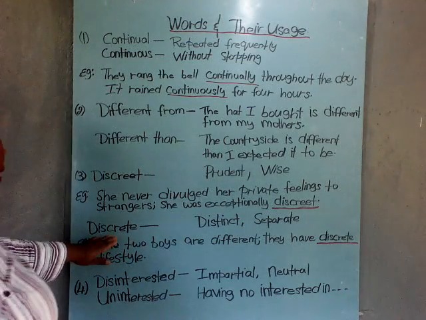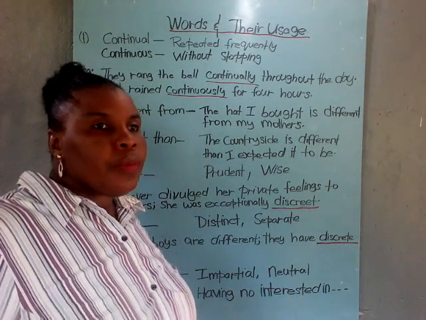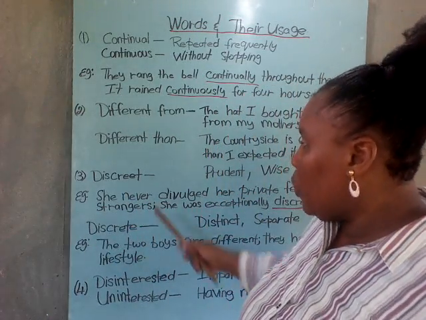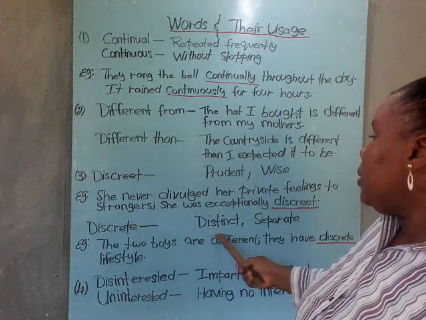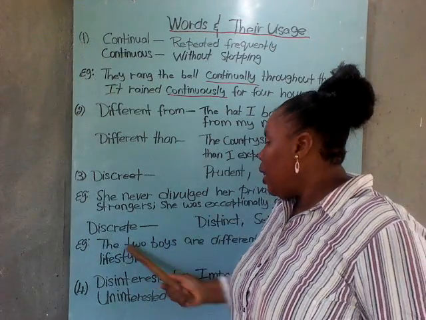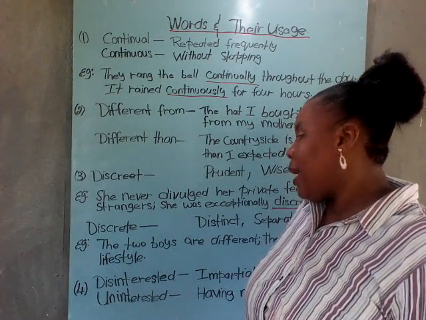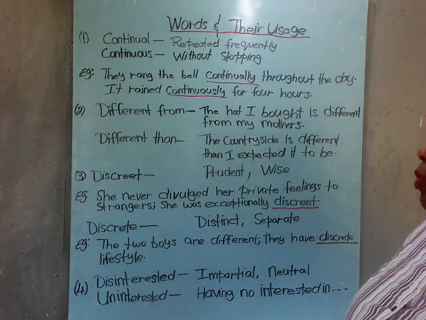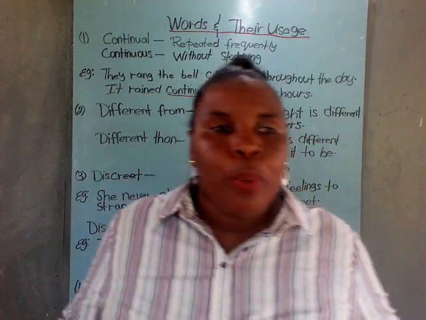Discrete, on the other hand, D-I-S-C-R-E-T-E, means distinct or separate, all right? This discrete one is spelled with the two E's apart, a T between the E's. So this means distinct and separate. Example in a sentence: the two boys are different. They have discrete lifestyles. So it's separate.